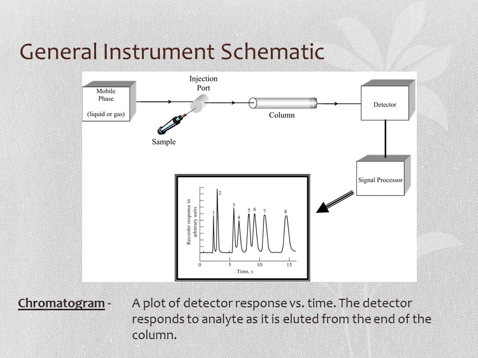And the very first thing to come out is the thing that is less likely to interact with the column. It's really in the mobile phase, it rushes through, and then on towards things that are more and more retained by the column.